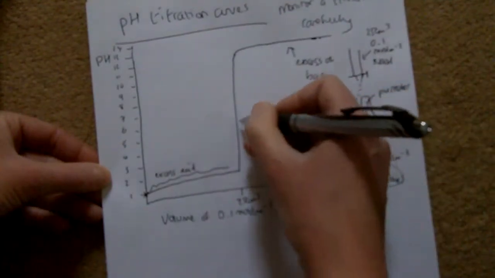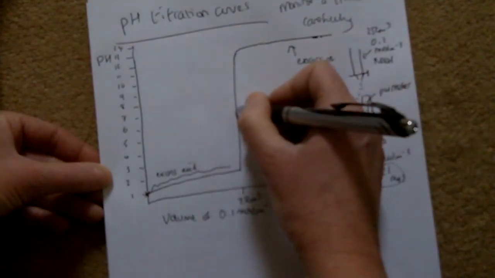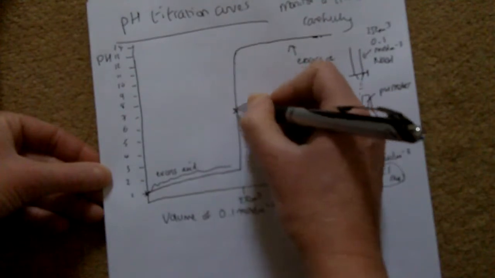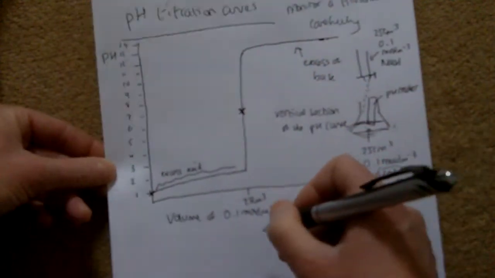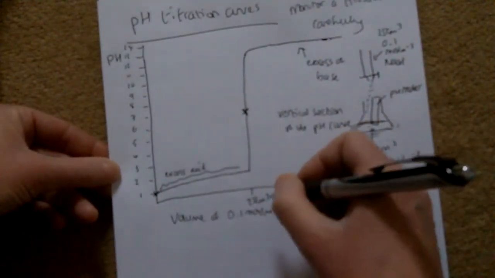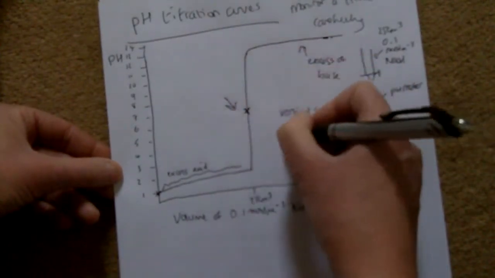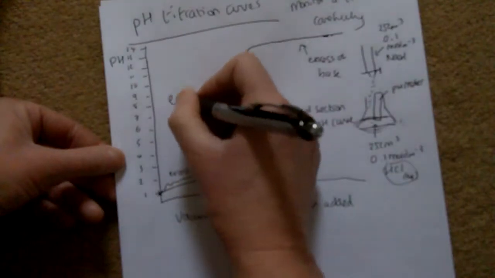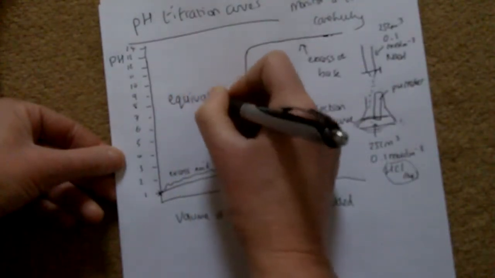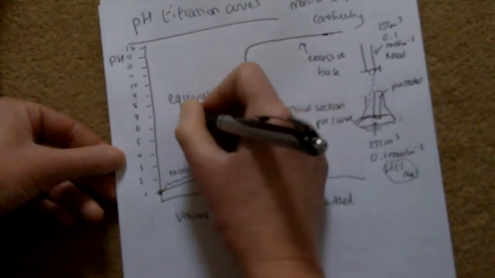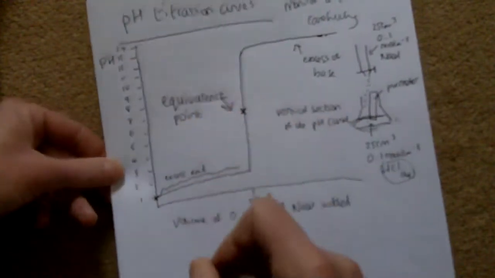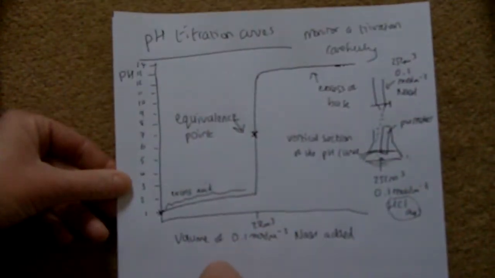If you take the midpoint, and I'm just guessing, it's just a sketch, then that is called the equivalence point. So the center, the midpoint, is called the equivalence point.